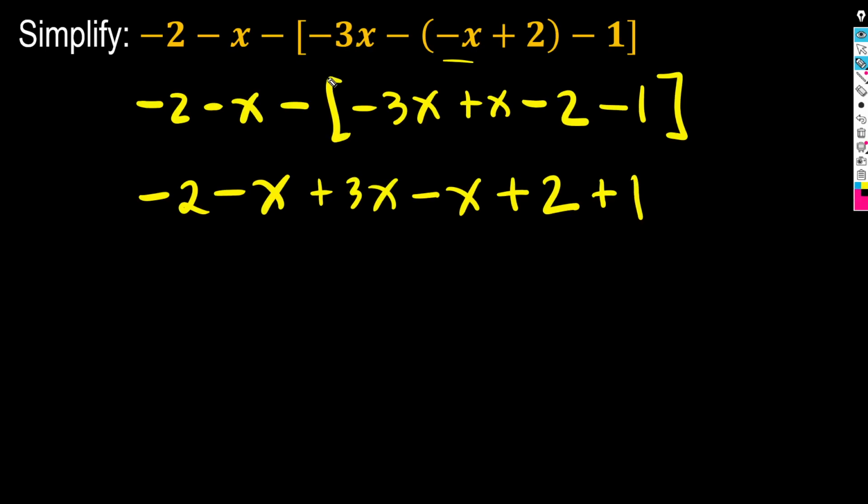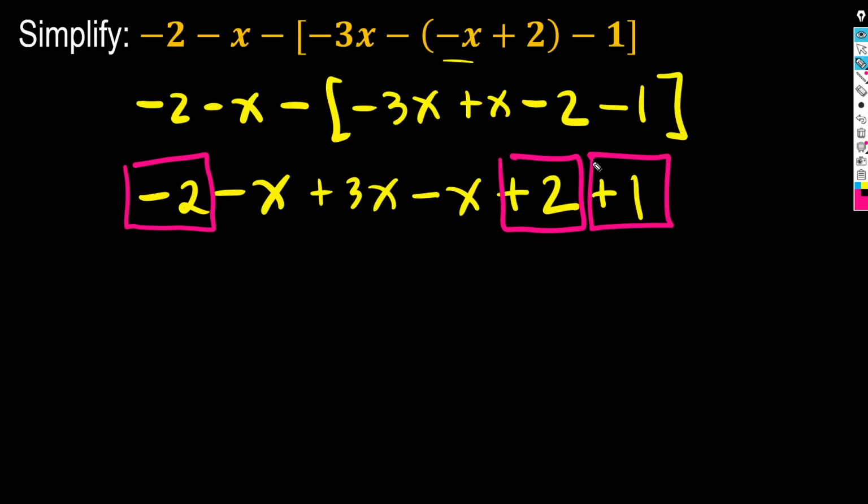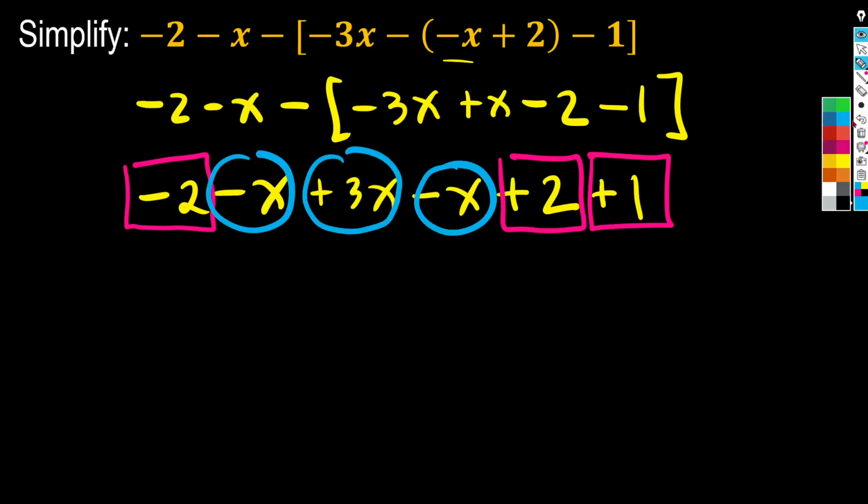Again, you can use the shapes strategy. I'll use that here. I will box maybe the constants. Yan. Box, box, box, box, box, box. And then encircle the ones that carry the variable x. I have a minus x plus 3x minus x. Diba? Eh, hindi ka magkakamali kapag ganyan ginagawa mo.